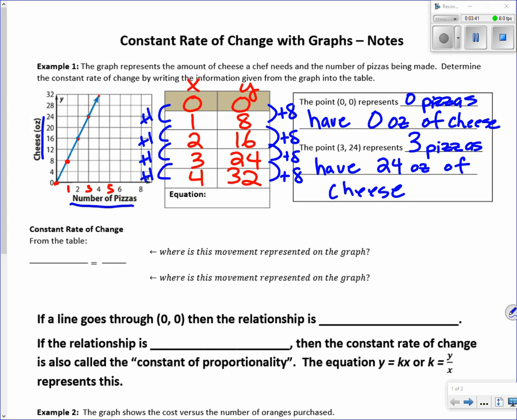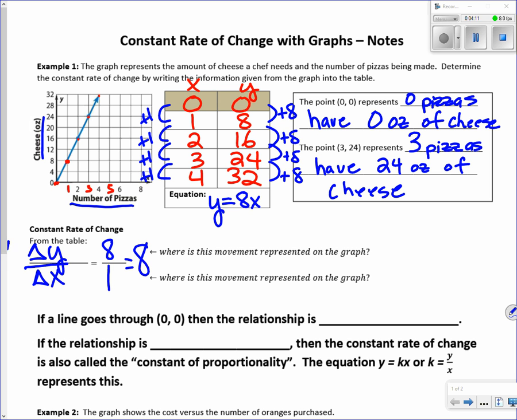So now we're going to calculate our constant rate of change from the table. We took the graph, we made a table. And so our change in y over change in x is always how we find constant rate of change. Our change in y was 8, our change in x was 1. So our constant rate of change is 8, and our equation is y equals 8x.